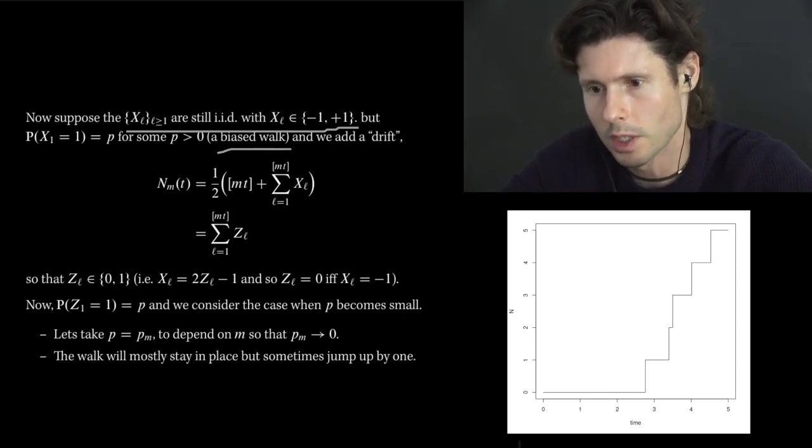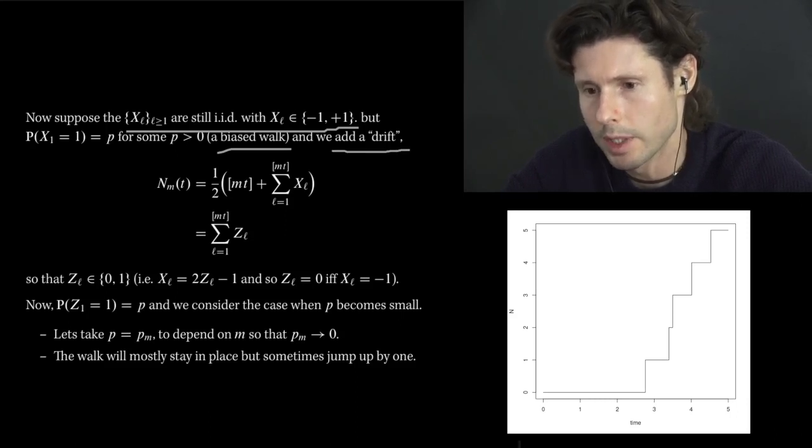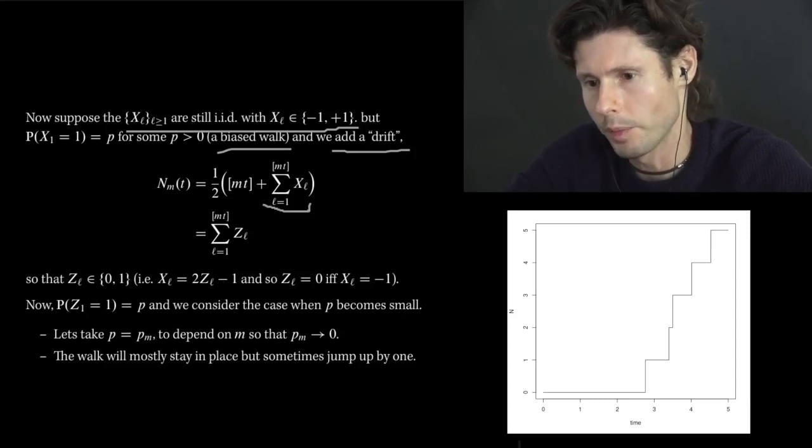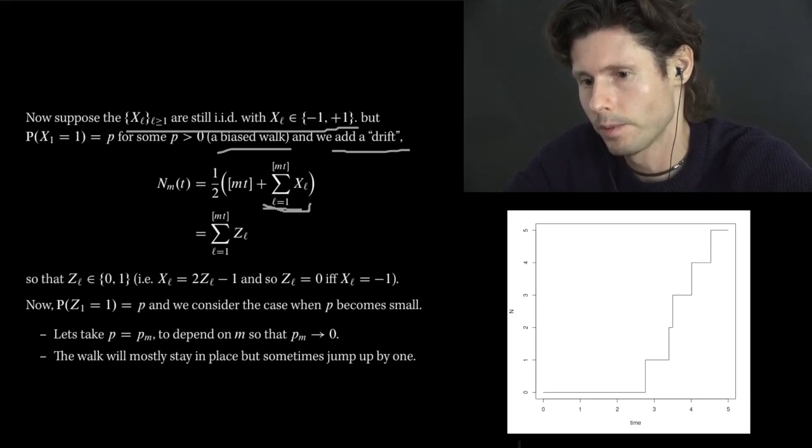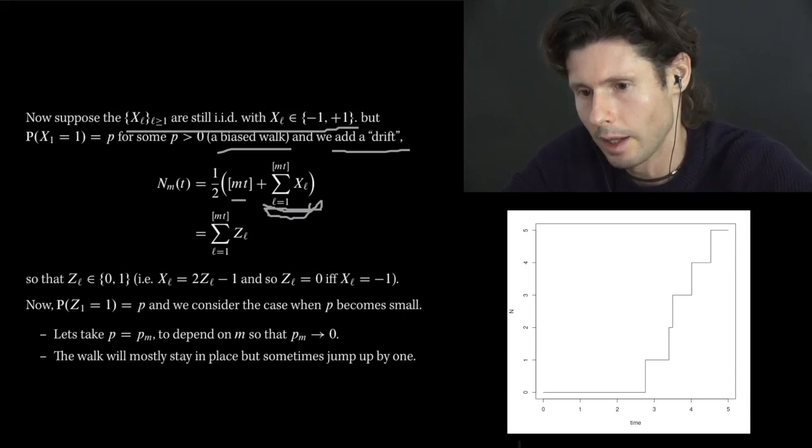And we're going to do this in two different steps. One step is to add a drift. So I'm going to take this random walk of increments plus or minus 1. This is kind of like the basis for the Brownian motion, this part right here. And I'm going to add mt to it.